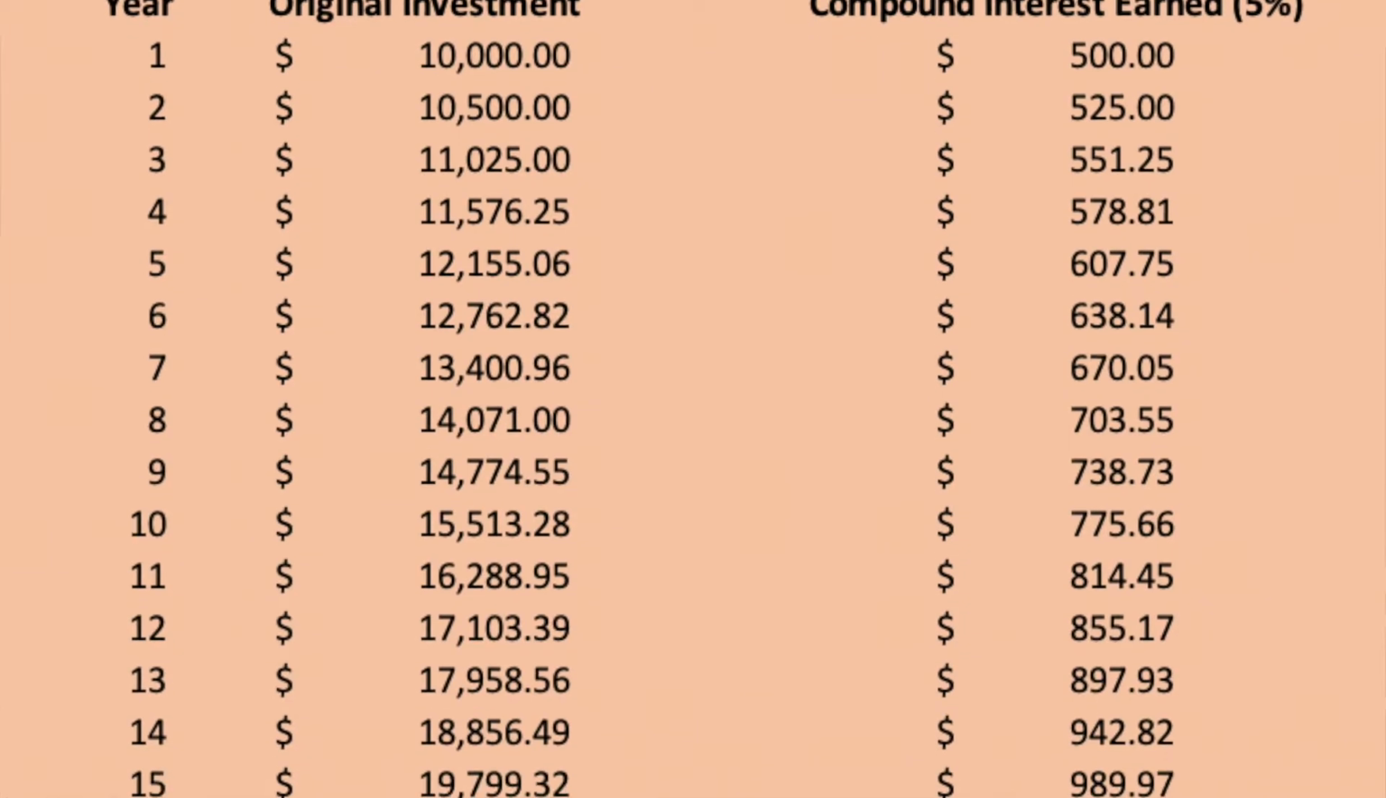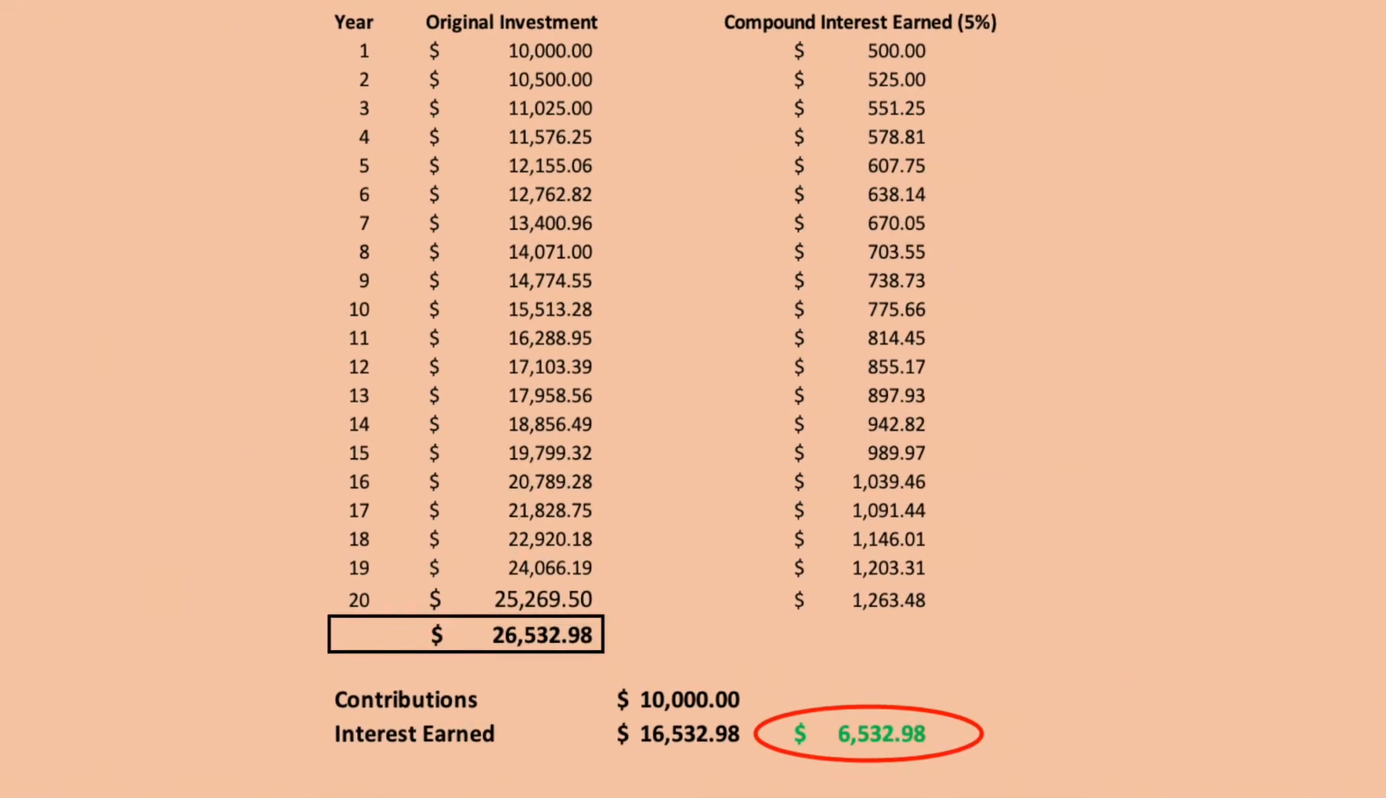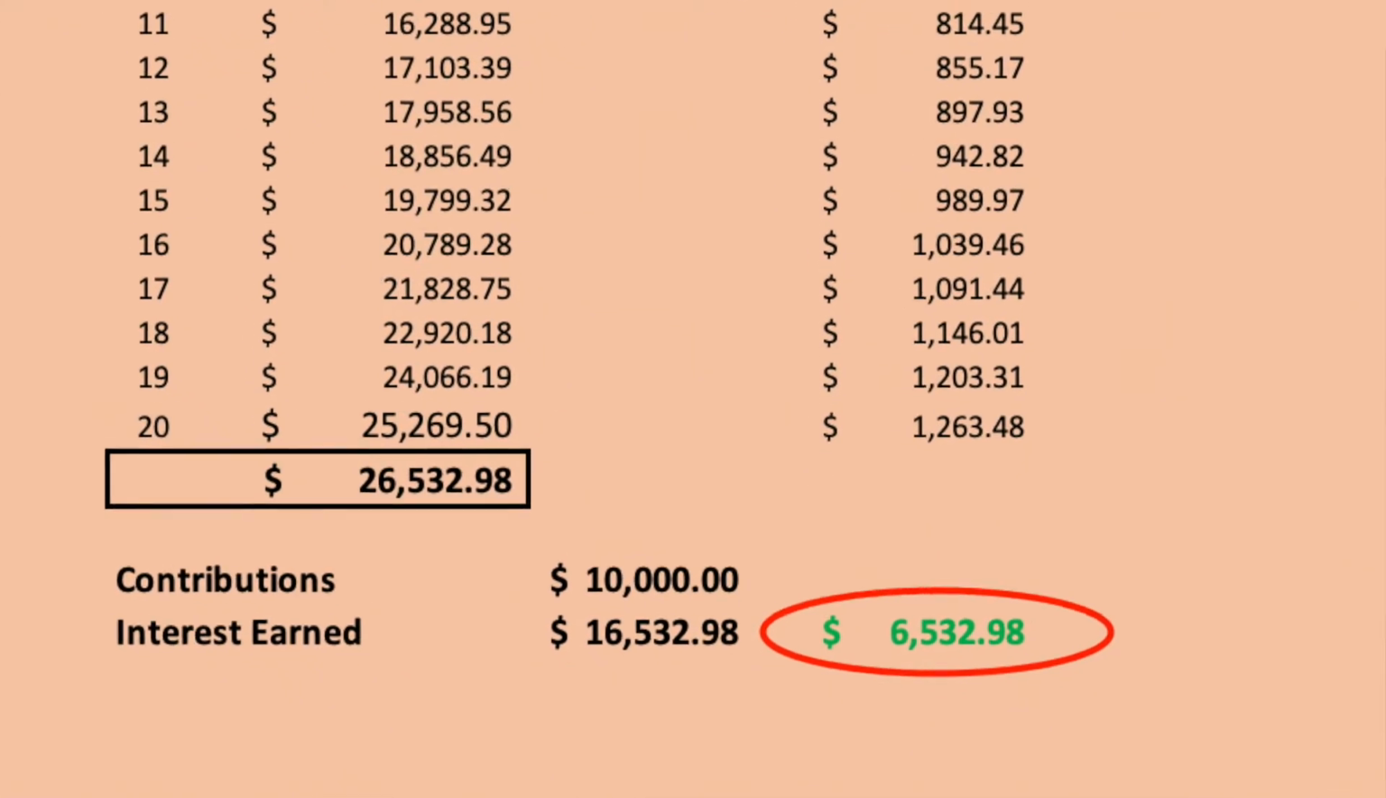If you leave that money in that account for 20 years, then at the end, you'll have $26,532, which is an extra $6,532 that you've earned. And all you've had to do at the beginning is put that money into a bank account that's giving you compound interest instead of simple interest.